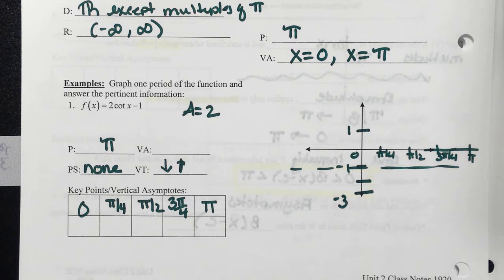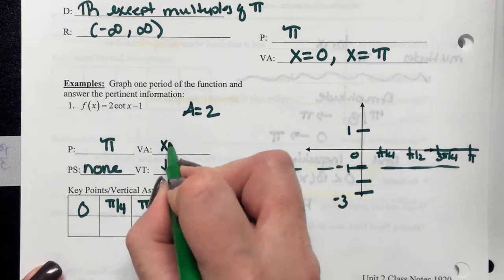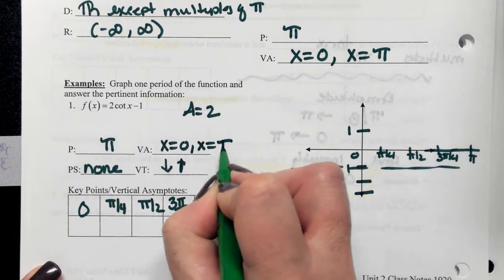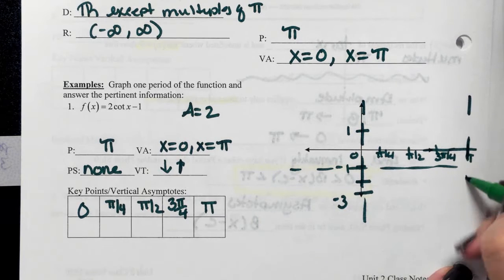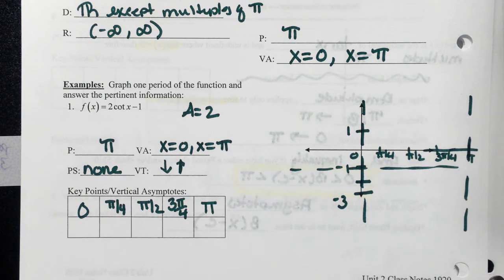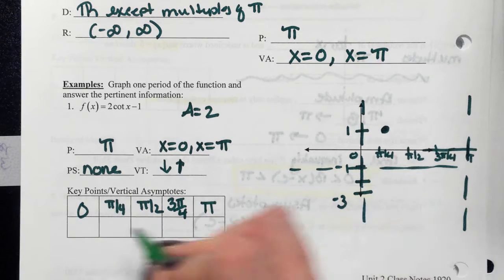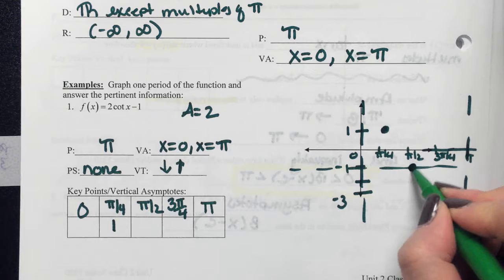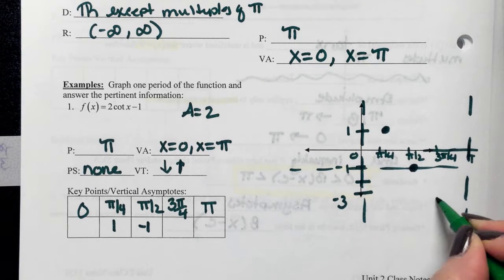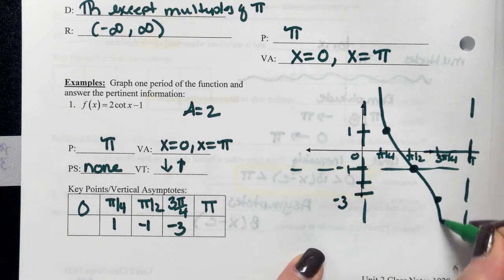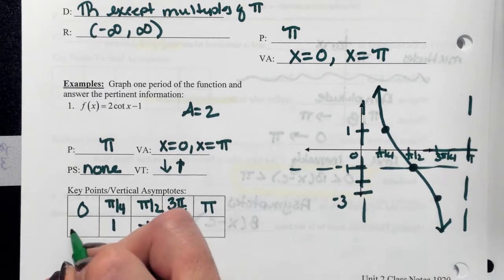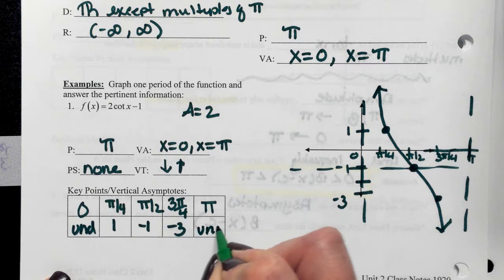Where are my asymptotes? X equals 0 and x equals pi. So where's the first point start for cotangent? Max, base, or min? Max. So I know at pi over 4 it's going to be 1. Then it's going to be a baseline. Then it's going to be a minimum. And I'm undefined at 0 and pi.